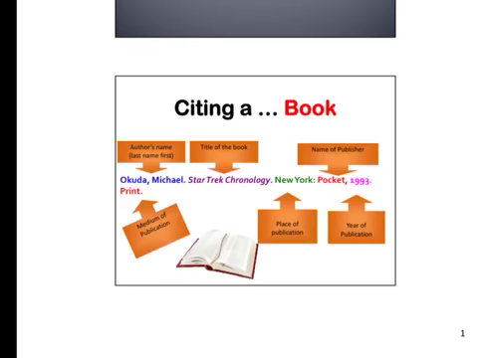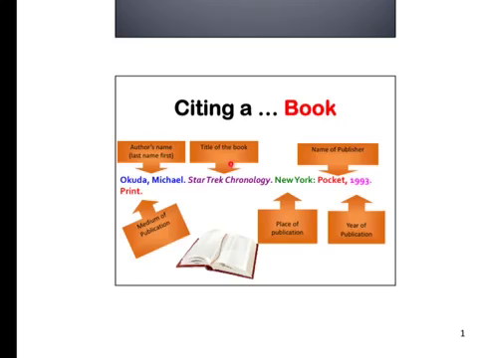So let's look at citing a book. When citing a book, you always want to start with the author's name, last name, comma, first name, period. Then the title of the book. Now the title should be italicized. If you're writing by hand, underline it so that your reader knows that's the title.